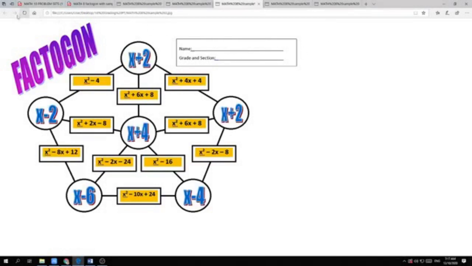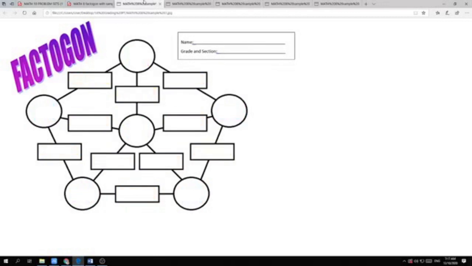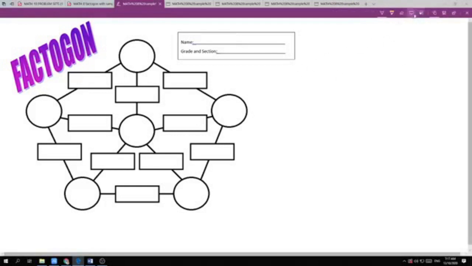Sir, how are we going to make the given and the factors? So take note, you are given an empty canvas. Okay? So take note, you are given an empty Factogon. This is the starting point. It should be empty. So for example, you will be the one to decide.